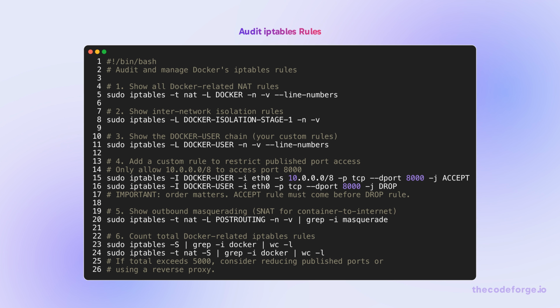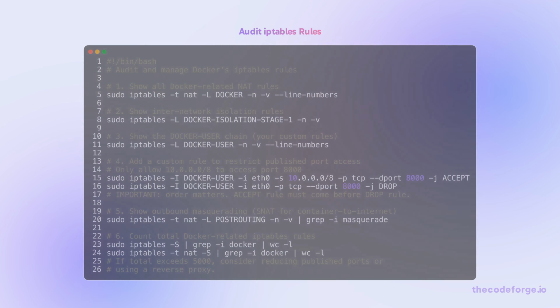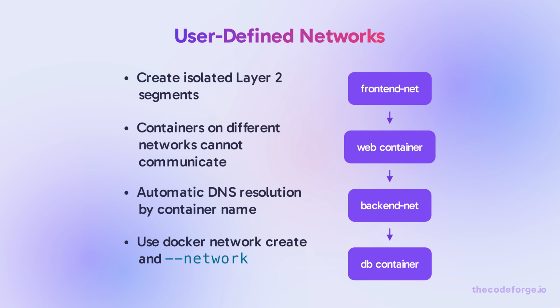Docker never modifies it. Add except rules before drop rules. Monitor rule count to avoid performance degradation. User-defined bridge networks provide isolation and DNS resolution. Create separate networks for different service tiers.